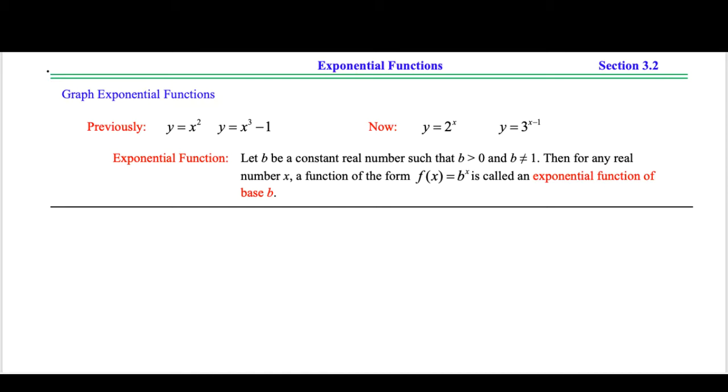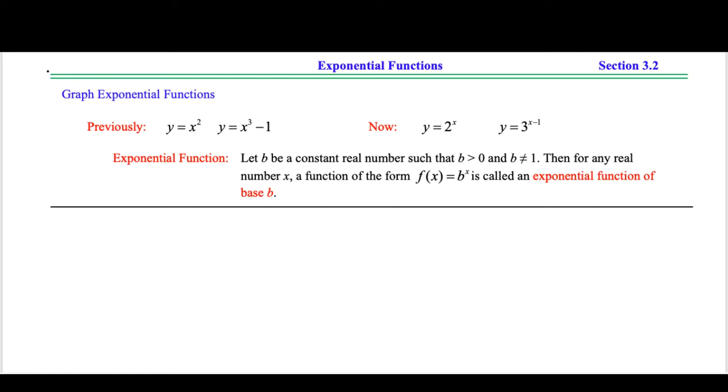So far we've looked at functions that involve exponents, but in all of them the exponent has been a constant, right? Something like a polynomial function, x squared or x cubed minus 1. The variable is in the base, and the exponent is a constant. So these are not exponential functions. These are, because the variable term is in the exponent.